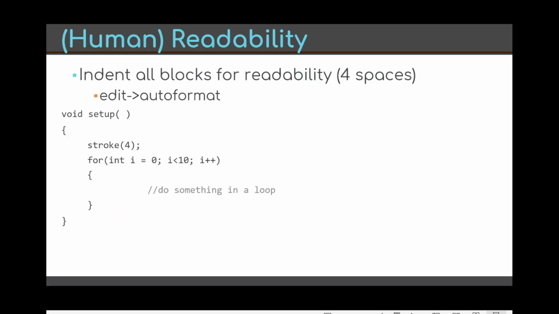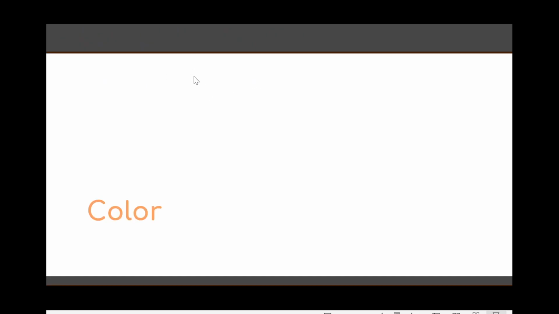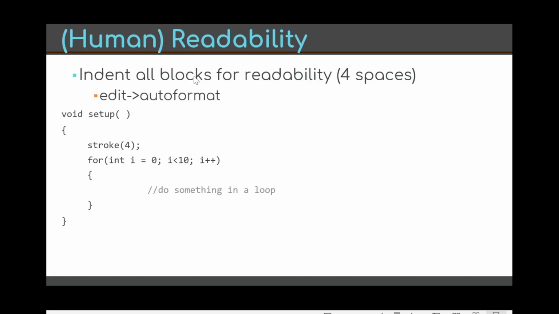So for basic readability, it says edit, auto format. That is the command structure: you go up to the edit menu and do auto format, code format. Control T is the shortcut for that, and it'll do you some favors.